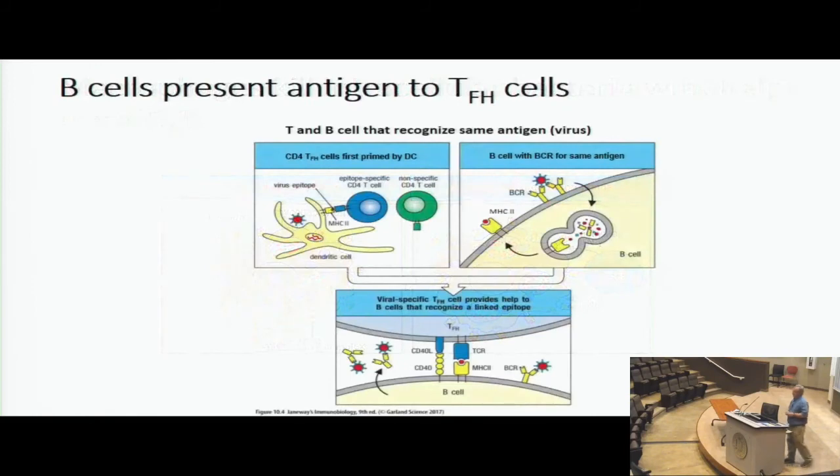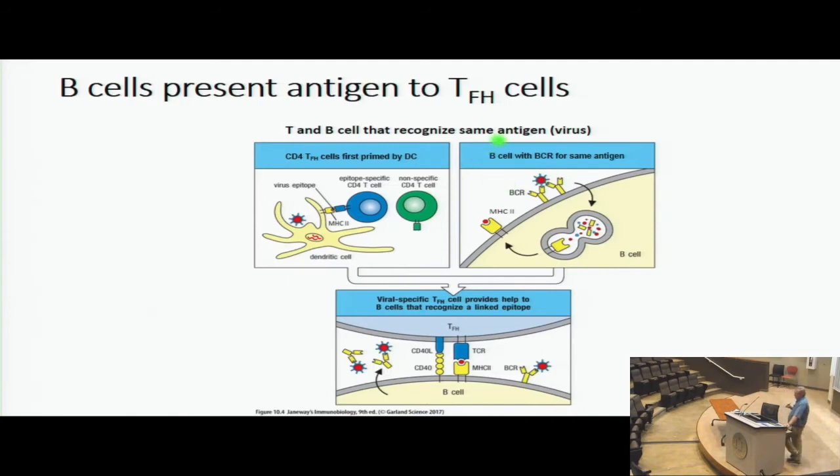The other one is the B cell. This is actually very important because you don't want B cells making antibodies willy-nilly, they've got to be tightly controlled. And so B cells are also antigen-presenting cells. So on the right side there, you can see a B cell. It's got its membrane-bound B cell receptor. It's acquired an antigen. In this case, it looks like a virus.